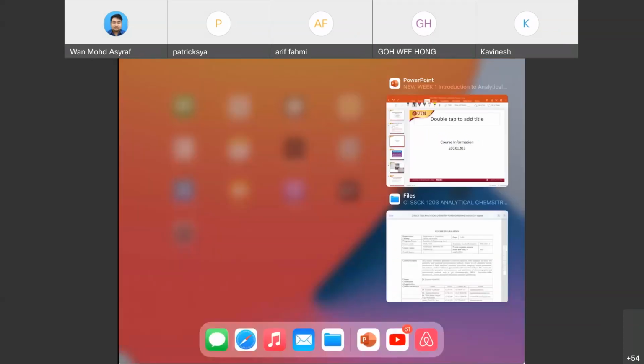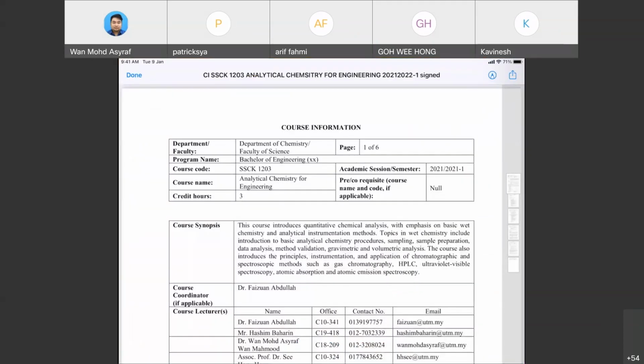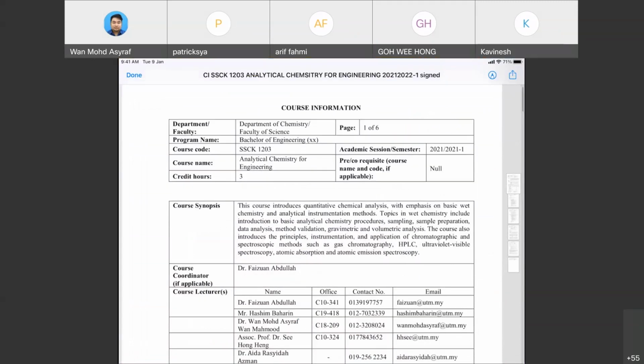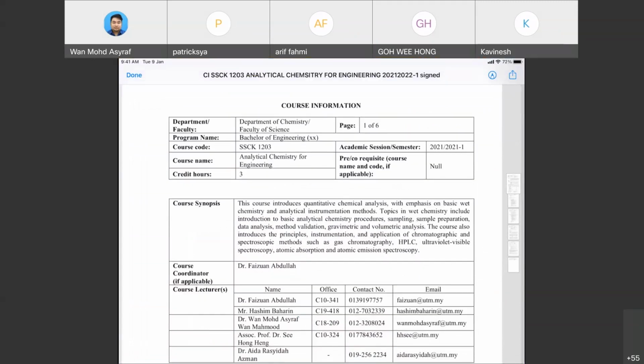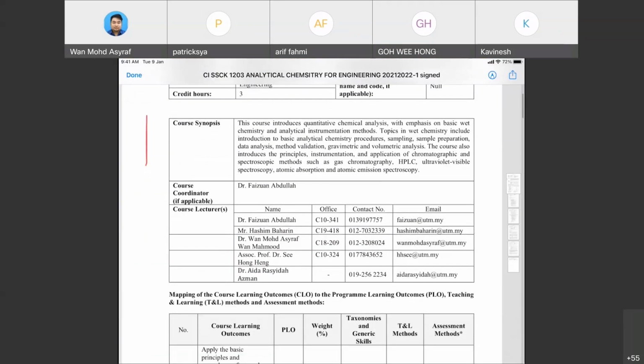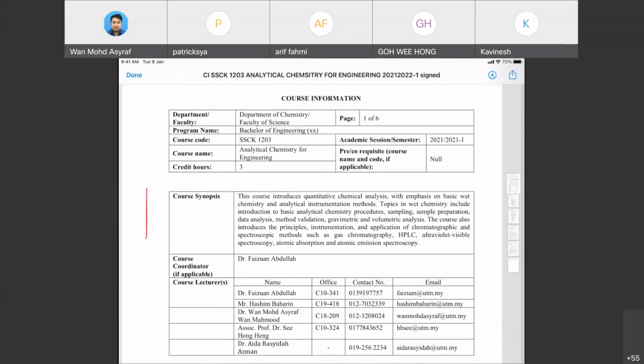So this course information, I have not yet put inside the e-learning. I think I just put the lecture notes in the e-learning. All right, so this is the course information. It comprises everything that you will learn throughout the semester, okay? So, okay, we will just go through this.